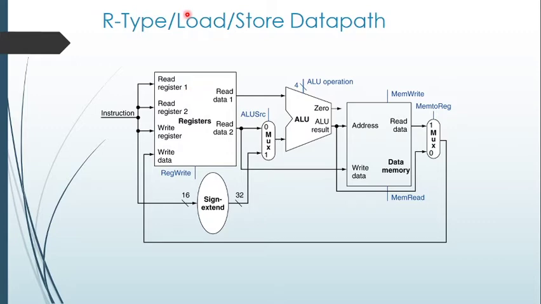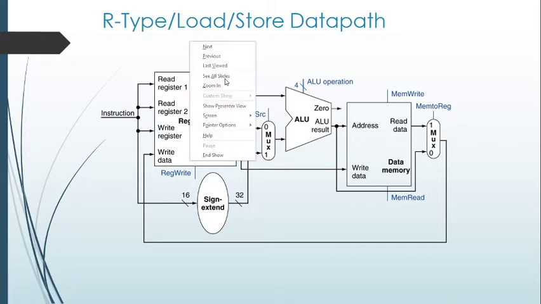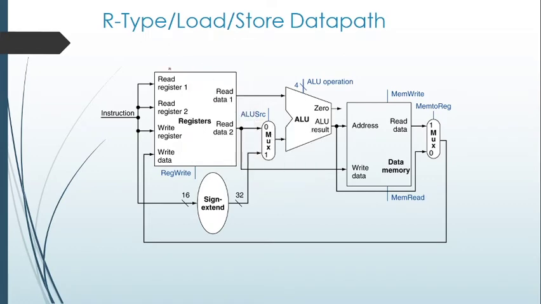Similarly, what happens in a load instruction? A load instruction is similar to R type, but for a load instruction, the data is read from the memory. Let me write a few instructions here. So this is an R type instruction. For an R type instruction, there is an RD as a destination, and we have got an RS.